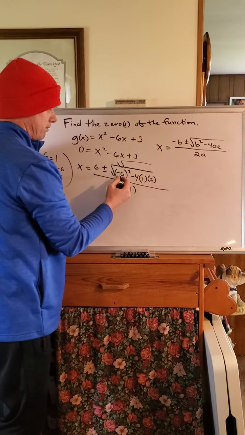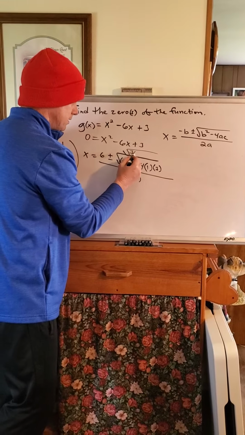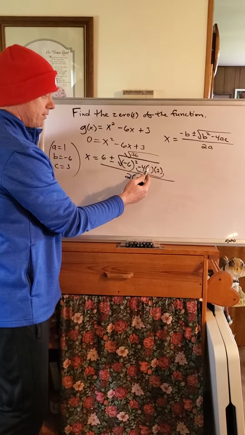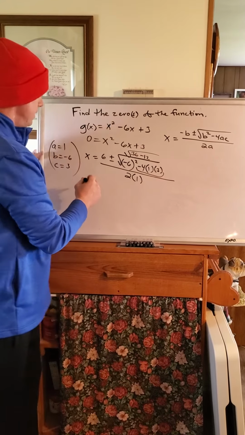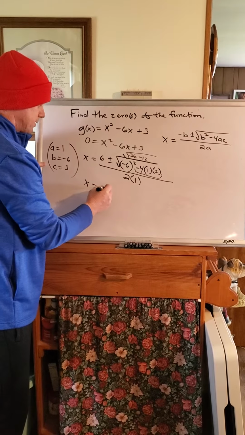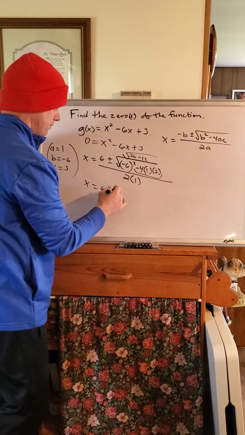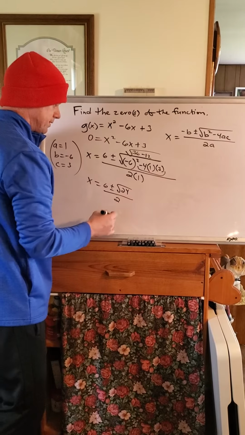Underneath the square root, negative 6 times negative 6 is 36. And then all that is getting multiplied together, so negative 4 times 1 times 3 is a minus 12. So now we have 6 plus or minus 36 minus 12 is 24. We have the square root of 24 all over 2 times 1, which is 2.